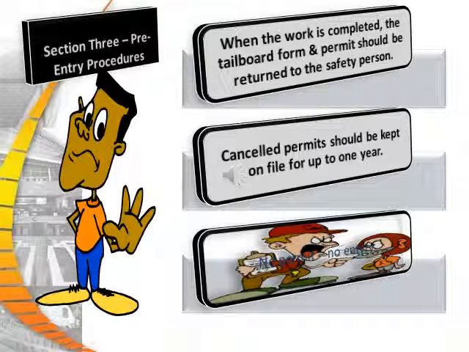When work is completed, a tailboard form and permit should be returned to the safety person. Canceled permits should be kept on file up to 1 year.